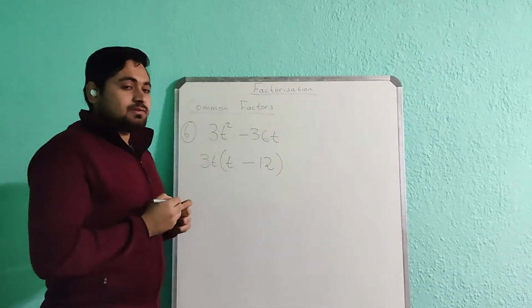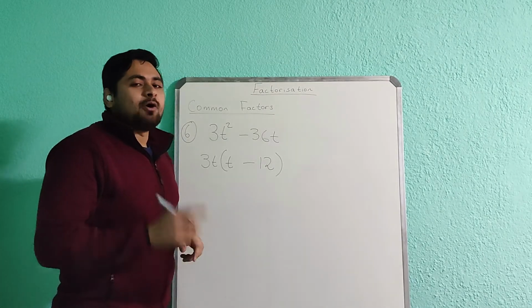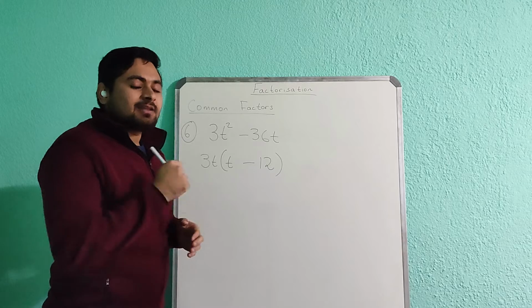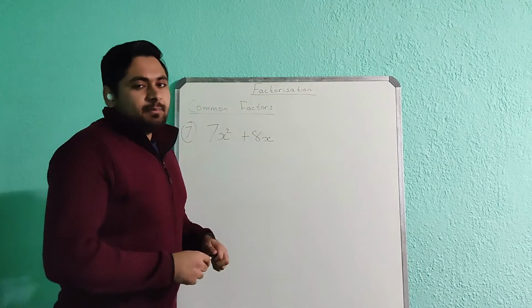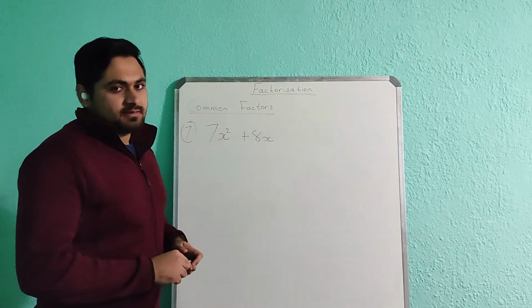Therefore, our final answer is 3t into the bracket t minus 12. I hope you guys also got the same answer. Let's move on to example 7. Example 7 says 7x squared plus 8x.